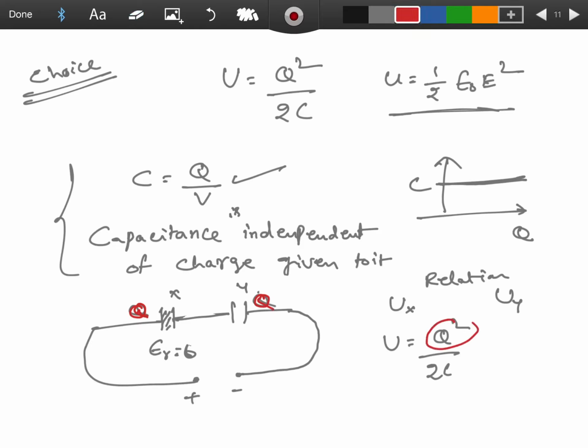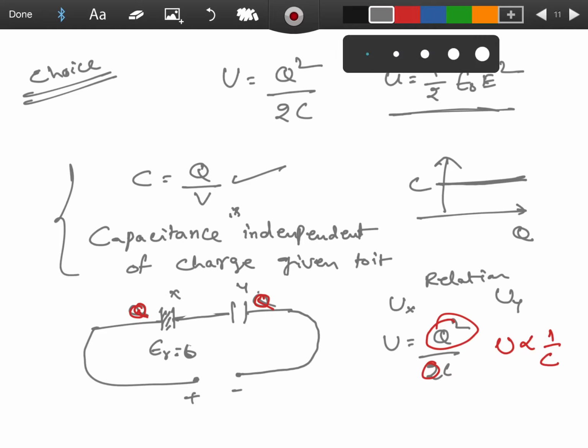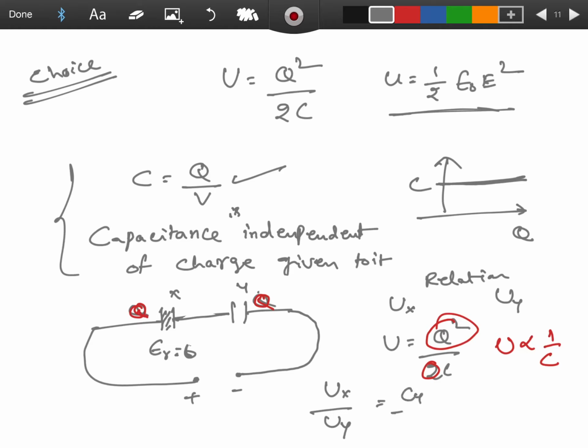Then in this, Q is constant, so U is inversely proportional to C. Then I will write Ux by Uy equal to Cy by Cx. Cx is the capacitance in air, epsilon naught A by D. Capacitance when it is with the dielectric, Cy, is 6 epsilon naught A by D. Epsilon naught A by D cancels. Ux by Uy equal to 1 by 6. This is your answer, the relation.